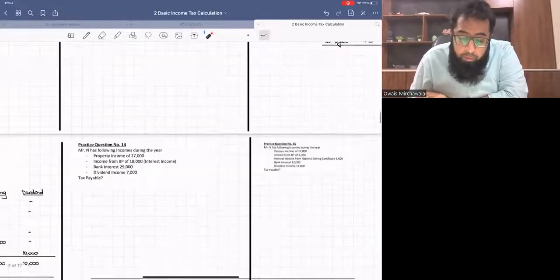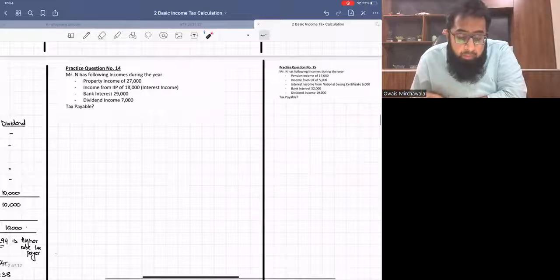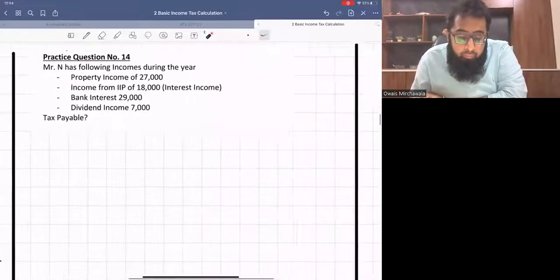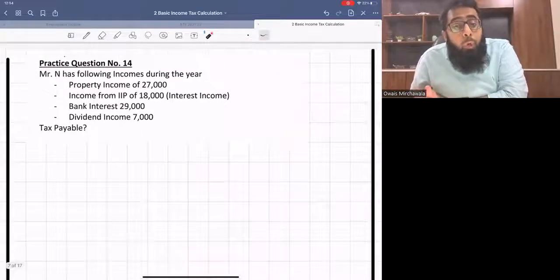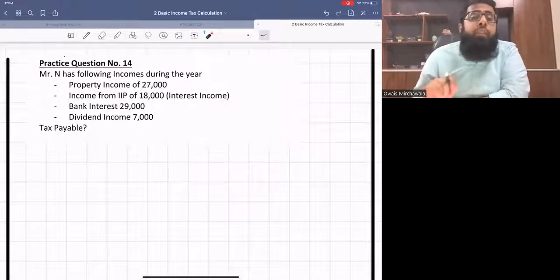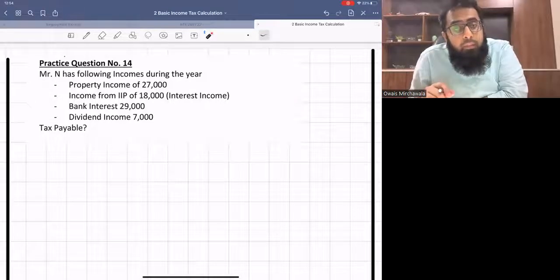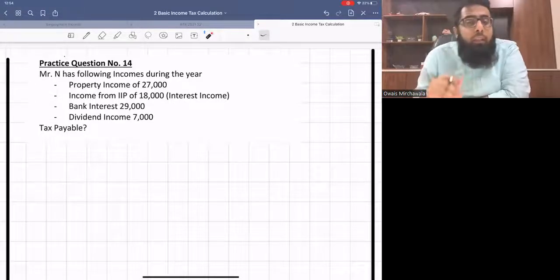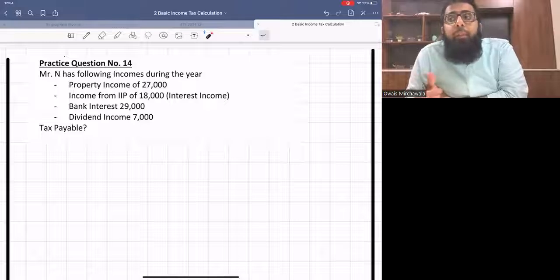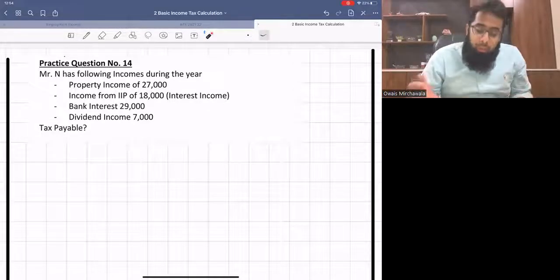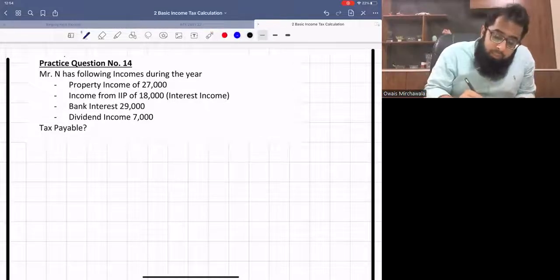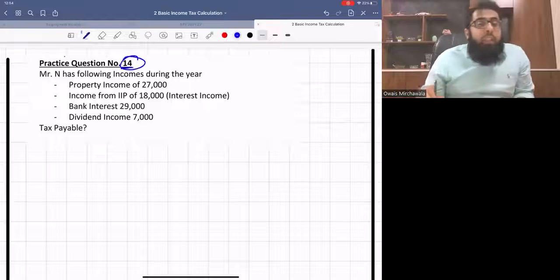Let's work out one more practice question before adding up the further rules. Now, what you people can do is that you can pause the recording and try these questions on your own first. And then you can look at the recording to determine whether you have done right or not. Let's look at it. Practice question number 14.